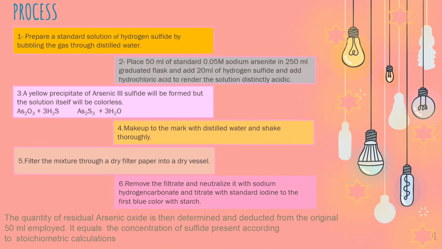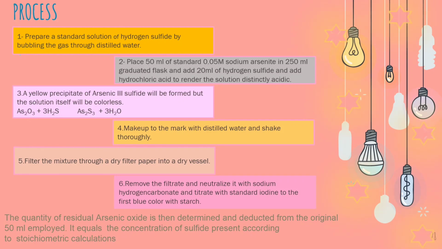The process for this determination goes like this: we have to prepare a standard solution of hydrogen sulfide by bubbling the gas into distilled water. Then we have to place 50 ml of standard 0.05 M sodium arsenate in a 250 ml flask, and add 20 ml of hydrogen sulfide and hydrochloric acid to render the solution distinctly acidic. We will see a yellow precipitate of arsenic 3 sulfide form, but the solution itself will be colorless. Then we have to make up to the mark with distilled water and shake it thoroughly.